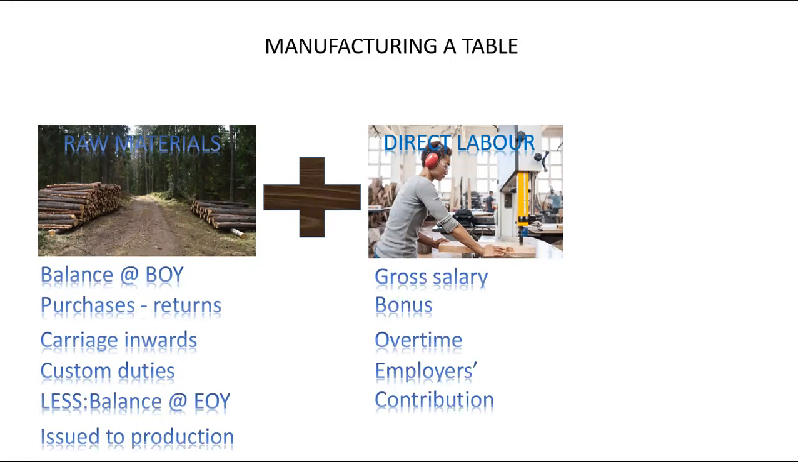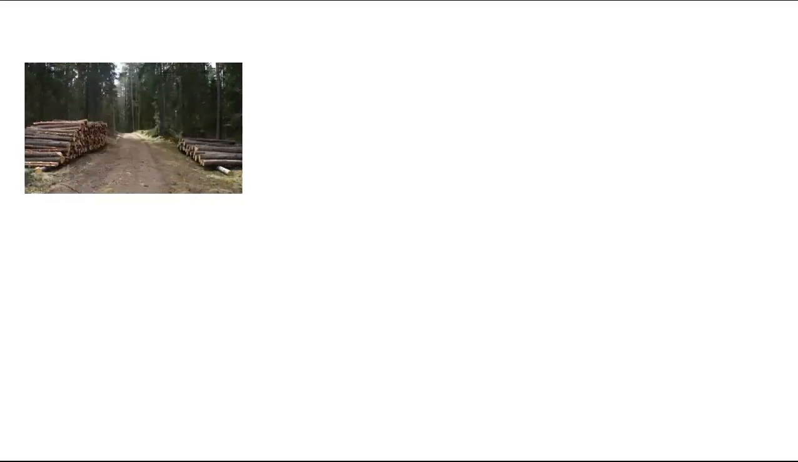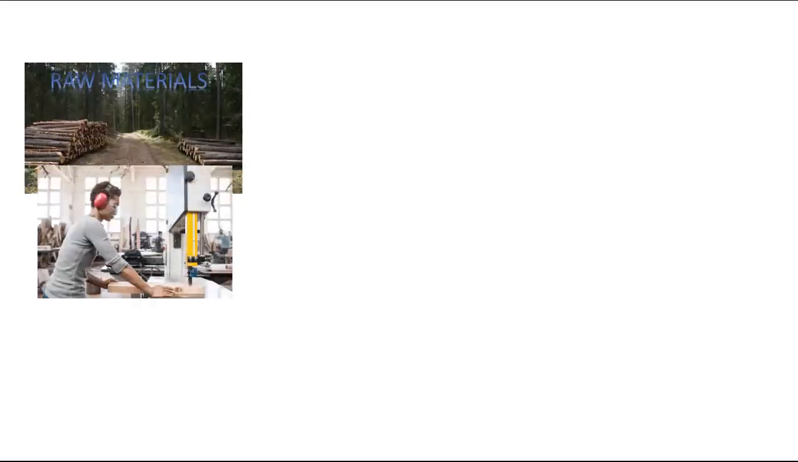Now, when you add direct material and direct labor, you will get what we call primary cost, abbreviated as prime cost. Now that you have your prime cost, made up of direct material as well as direct labor, one thing that we haven't added are other costs that are also incurred in order to make a product. Those other costs will be things like your factory overheads.